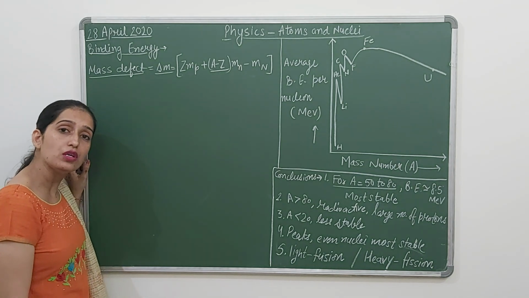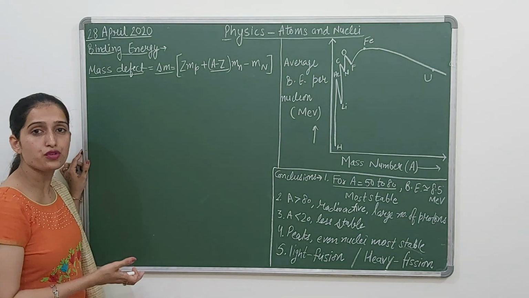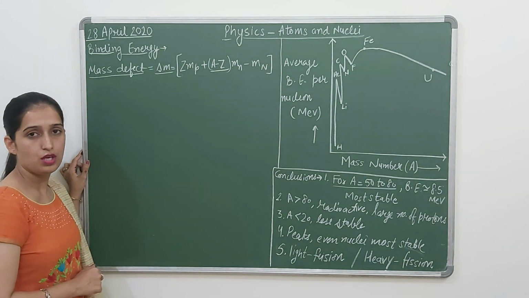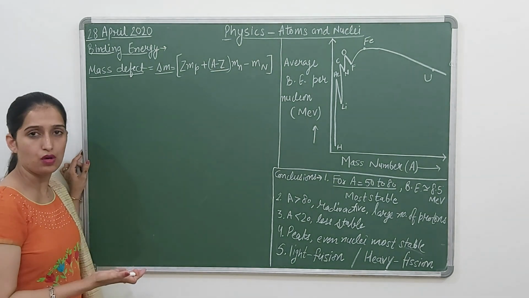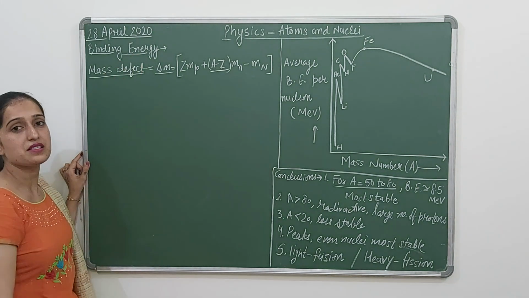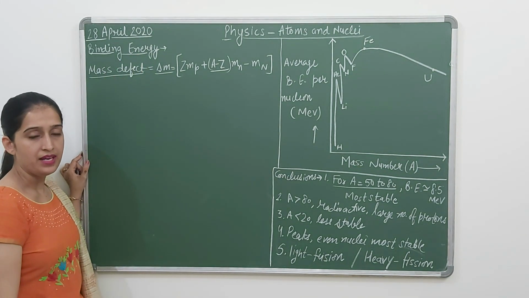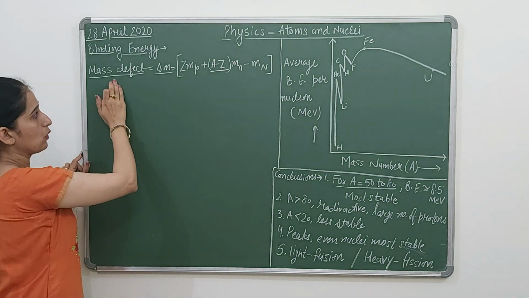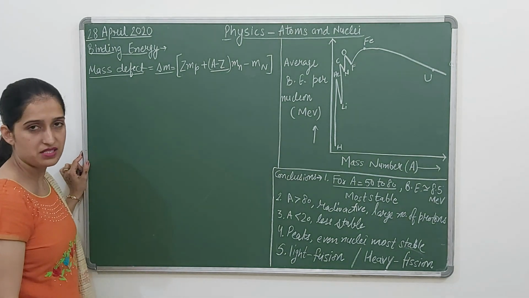And what are the nucleons? Protons and neutrons are the nucleons. To separate the nucleons, the amount of energy required is known as binding energy. And that energy we can calculate with the help of mass defect.